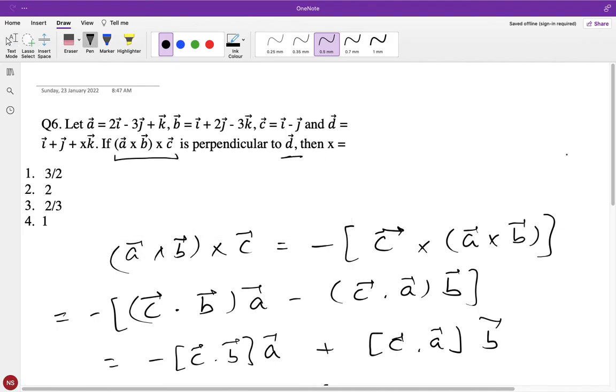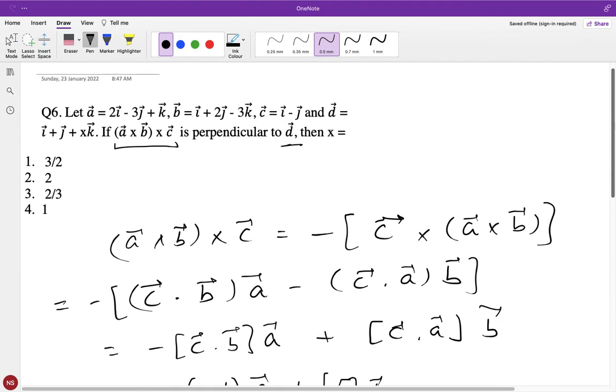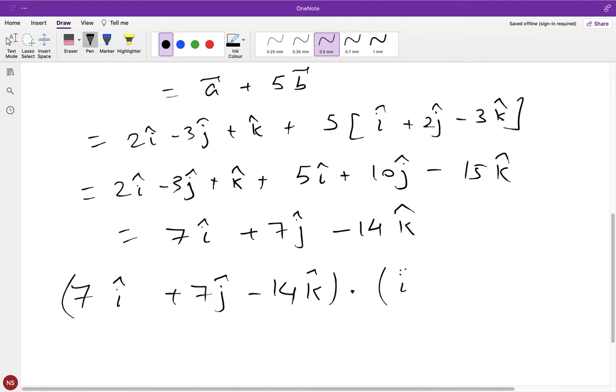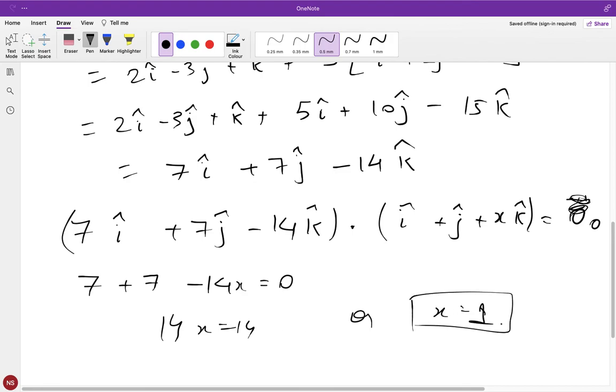Now this is given as perpendicular to d. We know that the dot product of perpendicular vectors is 0. So if I take dot product of this vector with d, what is d? d is i plus j plus xk. This is 0 because this is a dot product. No 0 vector, just 0. Because this is a scalar quantity. So 7 plus 7 minus 14x is equal to 0, or 14x is equal to 14, or x equal to 1. x equals to 1.